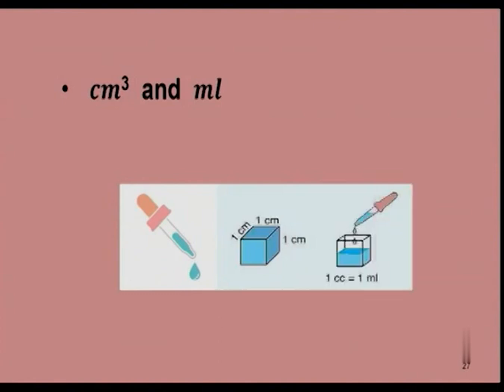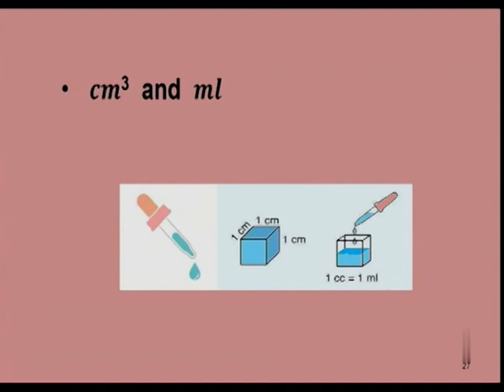Suppose we have a cube of side length 1 centimeter. Now tell me, what is the volume of this cube? Yes, the volume of this cube is 1 cubic centimeter. The amount of liquid that we need to fill this cube completely is 1 milliliter. So, you can build up the relationship as 1 cubic centimeter equals 1 milliliter.